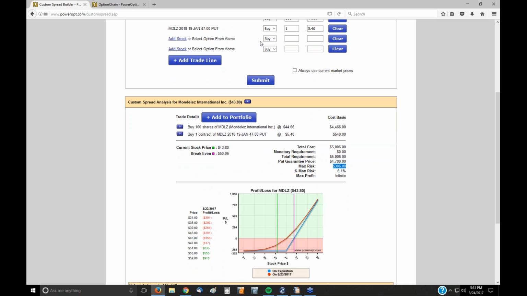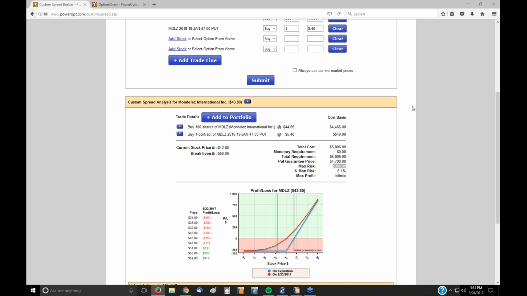I have 300 plus days of coverage on my long stock position. It is bullish. When you look at this situation here, you say, okay, well, you've invested $5,006 on a stock trading at 44.66. You're not going to realize a dime until the stock goes up to $50.16.